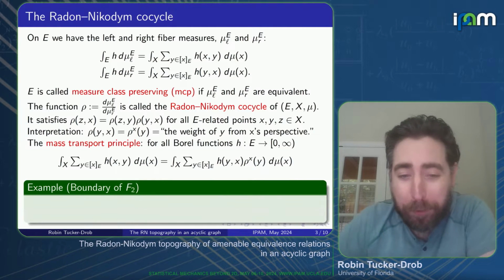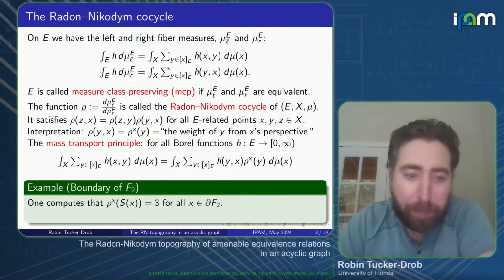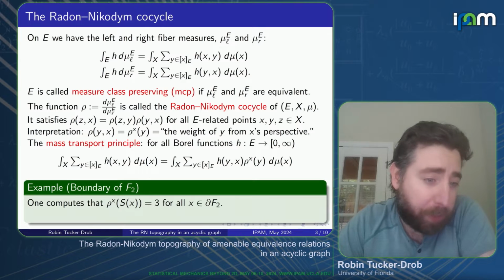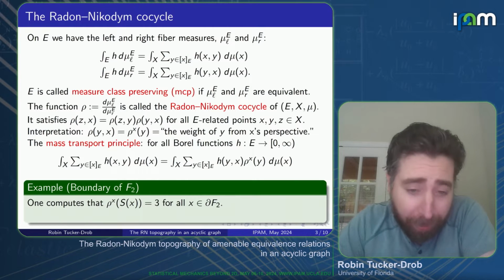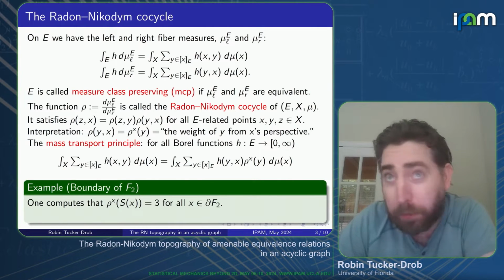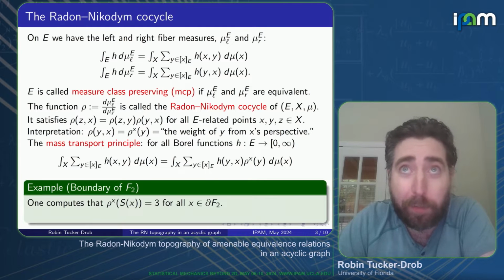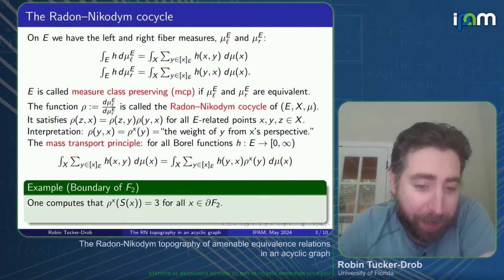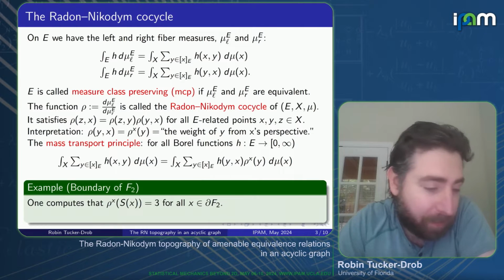All right, let's go to the boundary of the free group. Same example as before. It was generated by this shift or chop map, and that's a 3-to-1 map. You can compute, it's a nice exercise, that the Radon-Nikodym cocycle says x thinks that s of x weighs 3 times as much as x, no matter what.